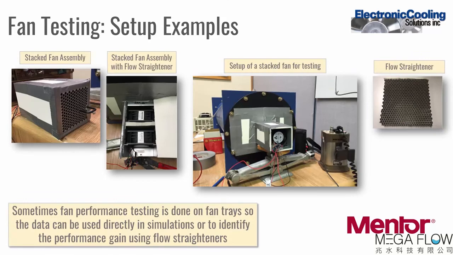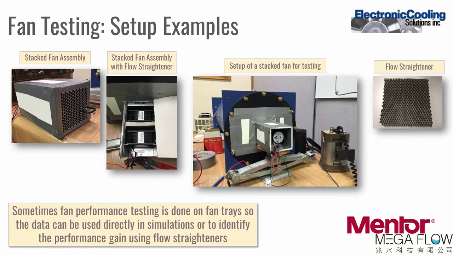Fan performance testing is not necessarily done only on standalone fans. It is sometimes done on fan trays with either parallel fans or fans in series. It is also done to get performance data on combinations with or without airflow straighteners, as shown in these pictures. The resulting measured performance curve can be used as input into the simulation directly. This is also applicable for fans that have grills or finger guards.